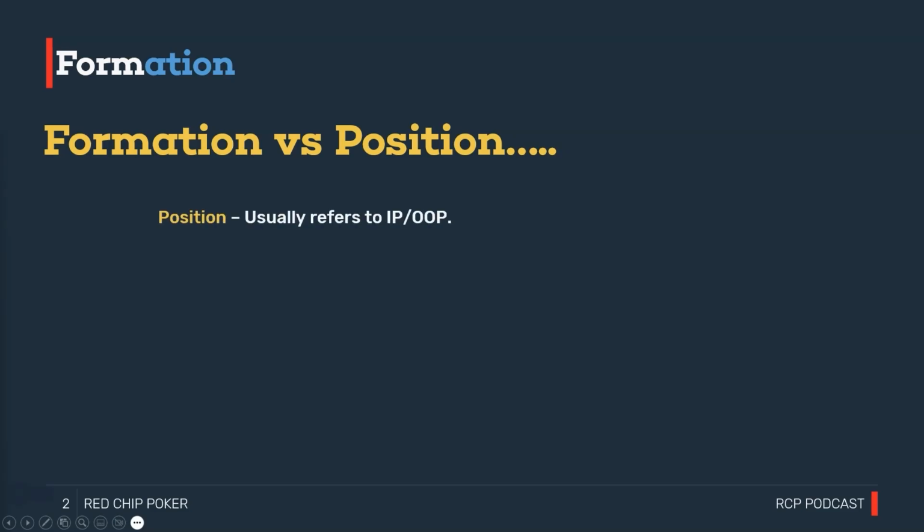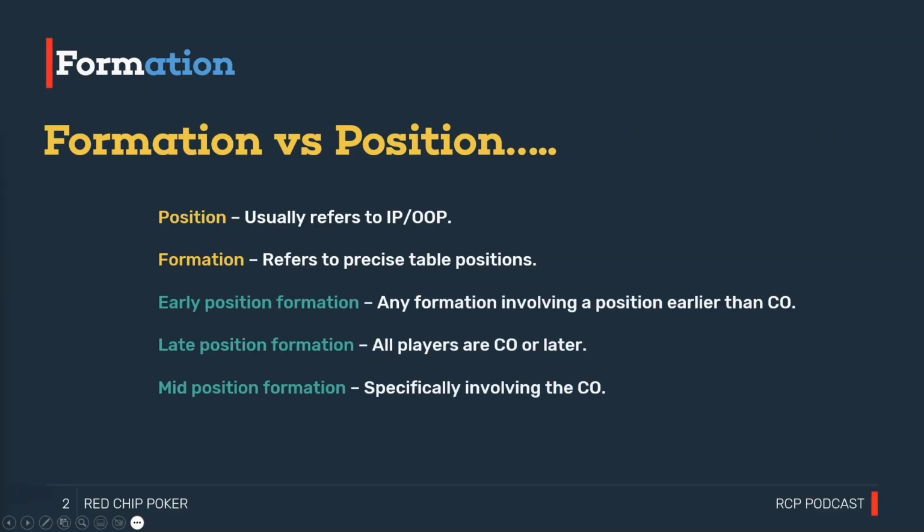When we think about the term position in poker, it's usually something that's binary, referring to either in position or out of position. Whereas formation refers to precise table positions. For example, it could be button versus cutoff or button versus small blind. There is some middle ground here, something a bit more specific than general in position / out of position, but less specific than a precise formation.